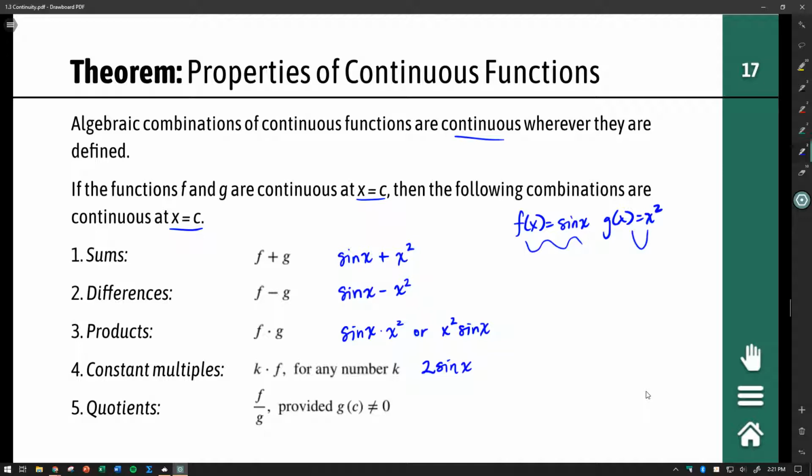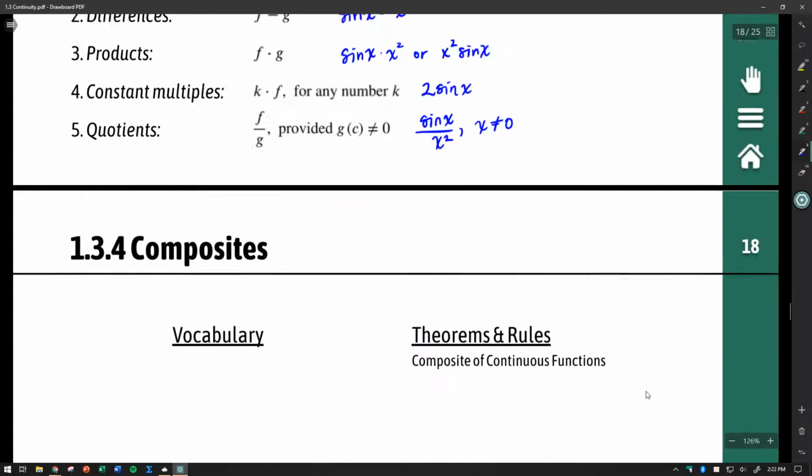And finally, the quotient of two continuous functions, as long as the y value of the denominator is not 0. So if we looked at sine x over x squared, this is continuous as long as x is not equal to 0, because 0 squared is 0.